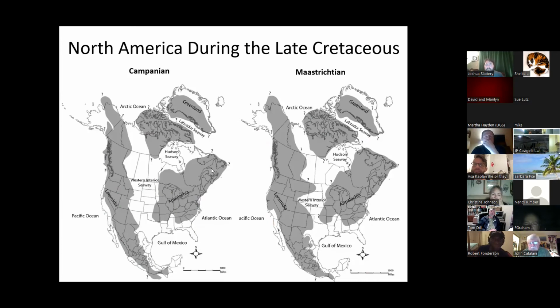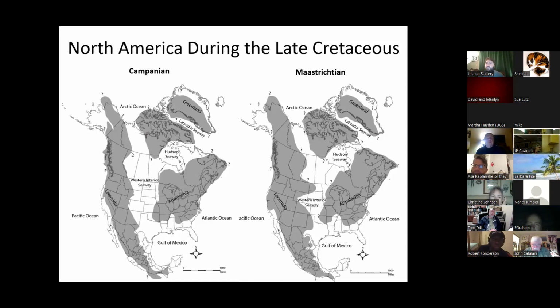During the Campanian, North America was flooded by what are referred to as epeiric seas. These are shallow seas that flood the interiors of continents. There were also neritic seas, which flooded the margins of continents. You can see that right here. We had a major epeiric sea called the Western Interior Seaway that stretched from the Arctic Ocean all the way down to the Gulf of Mexico. The seaway was also interconnected with the Atlantic through the Hudson Seaway.